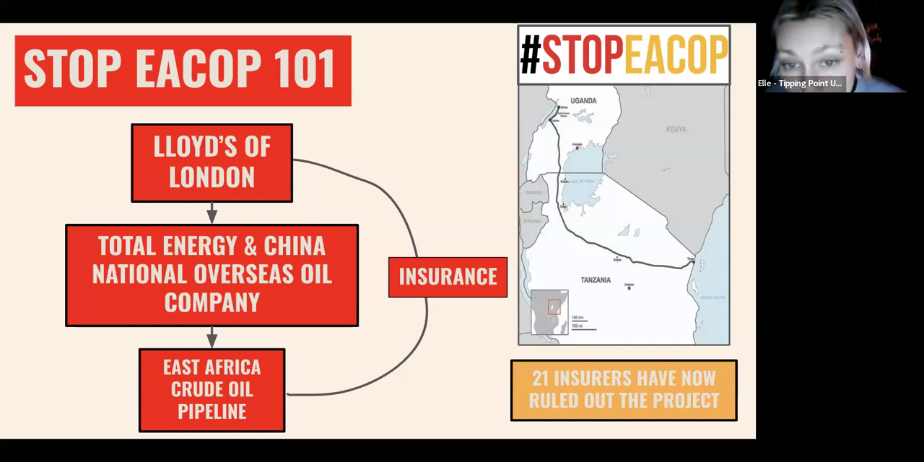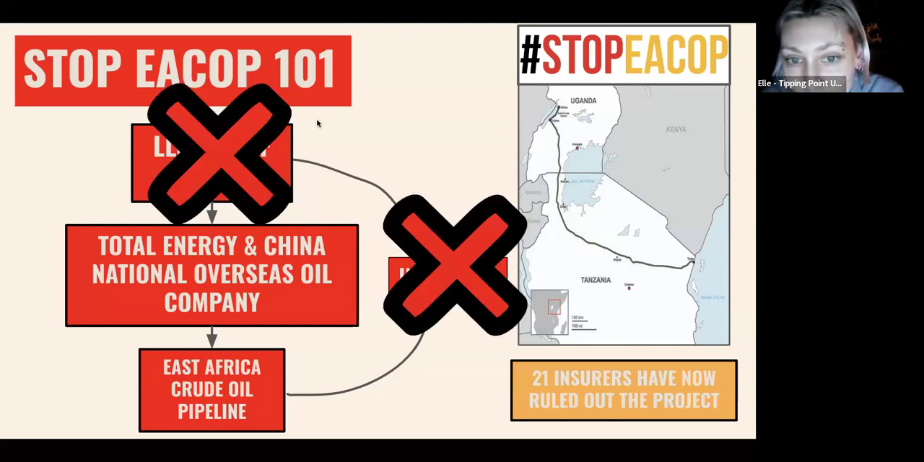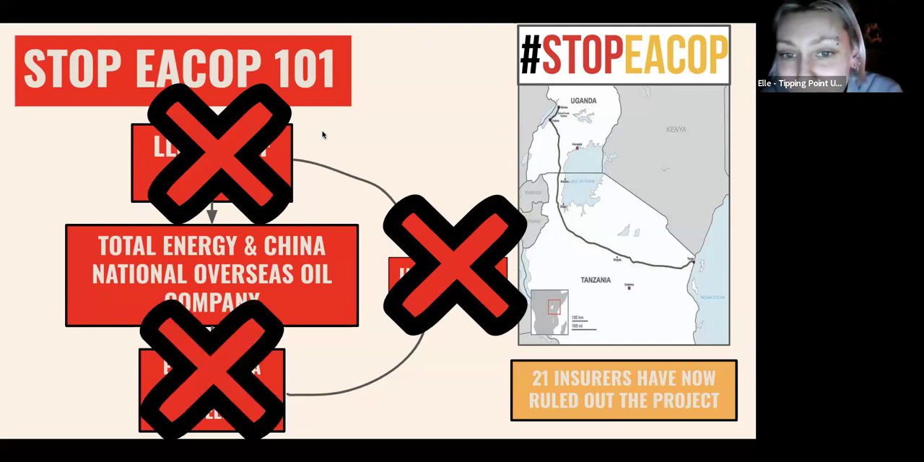And that's a huge deal because it's caused really significant delays to this project going ahead. We haven't fully managed to stop it yet. You know, we're trying multiple different avenues, but in the UK, that's been immensely successful. So if you can see here with my silly little lines I've drawn on this slide, we've managed to bypass trying to negotiate with Total Energy or the China National Overseas Oil Company, and we've directly just cut off the insurance, which means that the project has been delayed really significantly.